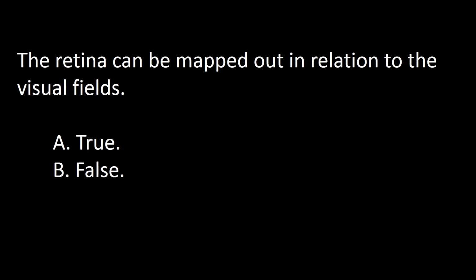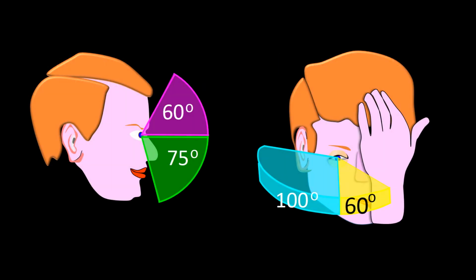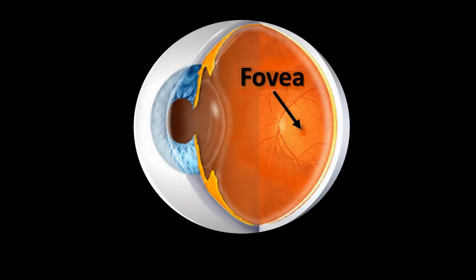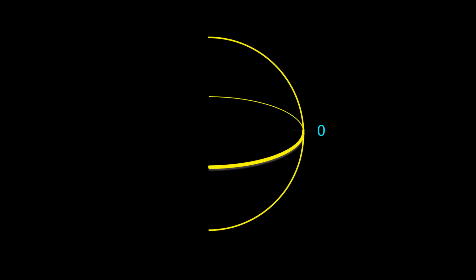Next question. Retina can be mapped out in relation to the visual fields. A, true, B, false. Visual fields can be extrapolated to the retinal bed. In this figure, I have placed a white dot on the fovea. And now remove the eyeball, leaving only the white dot representing the fovea. I have done this to indicate the 0 point from which other areas of the retina are mapped out.